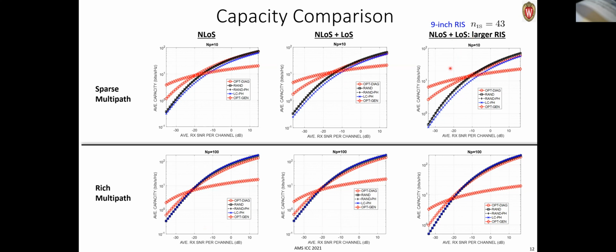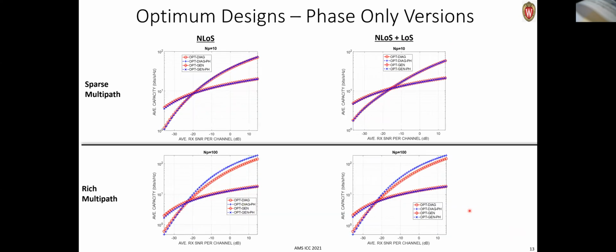Now, if you increase the RIS, what you get is that these two components get even higher at lower SNRs. And when you go to rich multipath, again, the same thing. You get a loss in capacity, maybe not as bad as here, but the general trends remain the same.